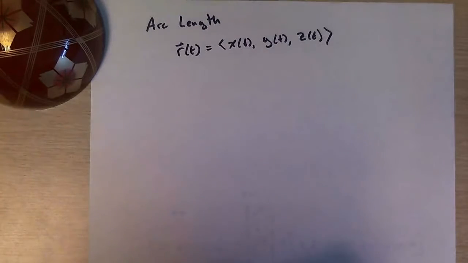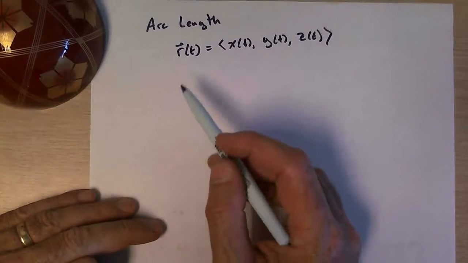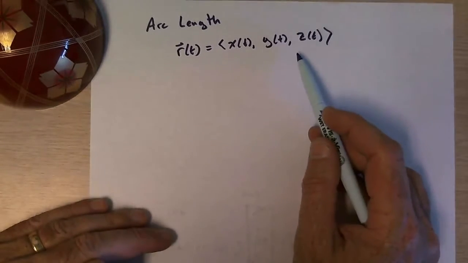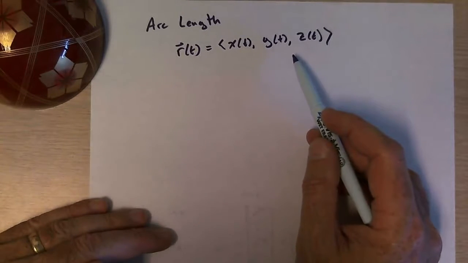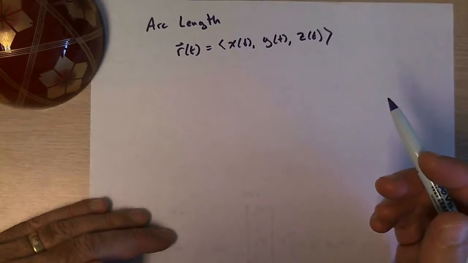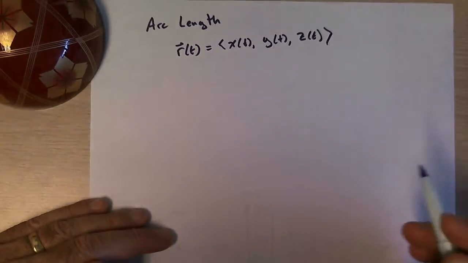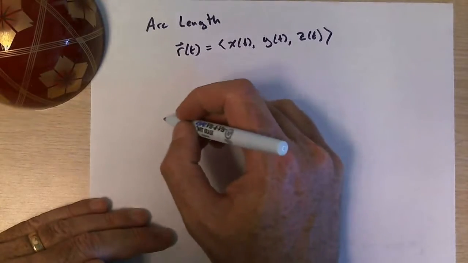In this video, I want to take a look at the calculation of arc length when I have a curve given in terms of a vector function, or in terms of parametric equations, however you want to think of this. Back in a Calc 2 class, we would have done similar calculations with curves that are described as either y as a function of x or x as a function of y.